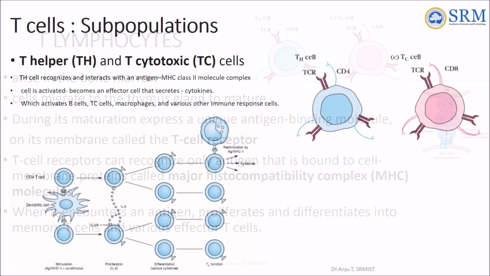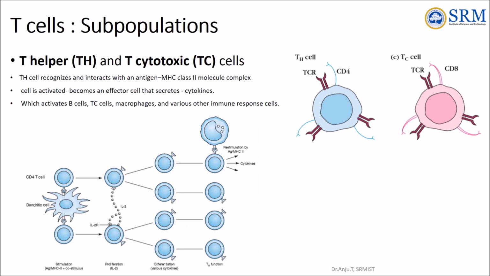There are some populations of T cells. They are T helper cells and TC cells, that is T cytotoxic cells. So here TC and TH, how you can differentiate them majorly is based on their cell surface proteins. In the case of TH cells, they have cell surface proteins called cluster of differentiation 4, CD4. Whereas TC cells have the other type of cell surface protein called CD8.